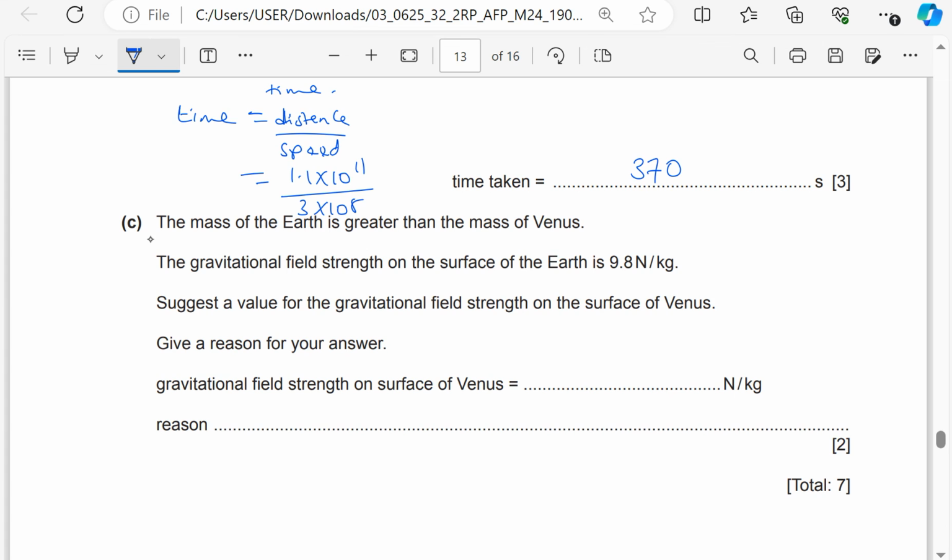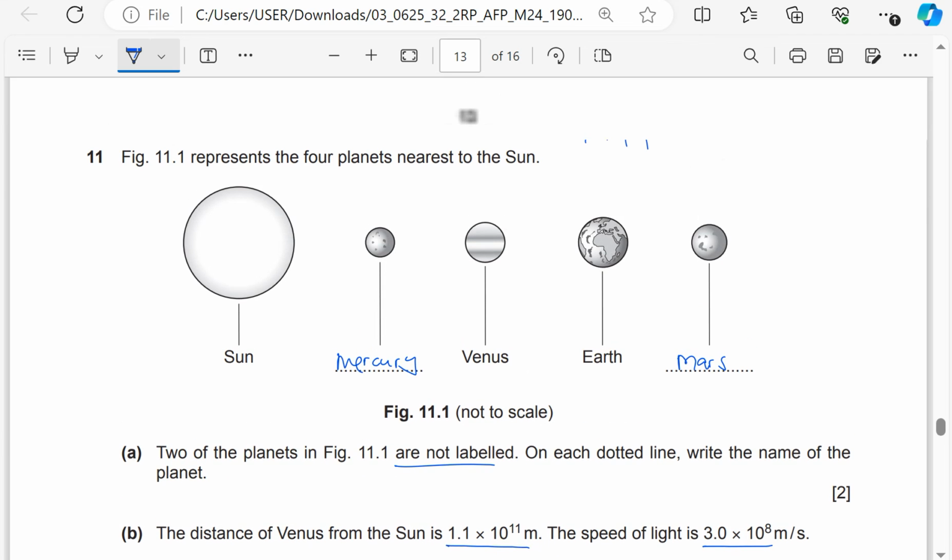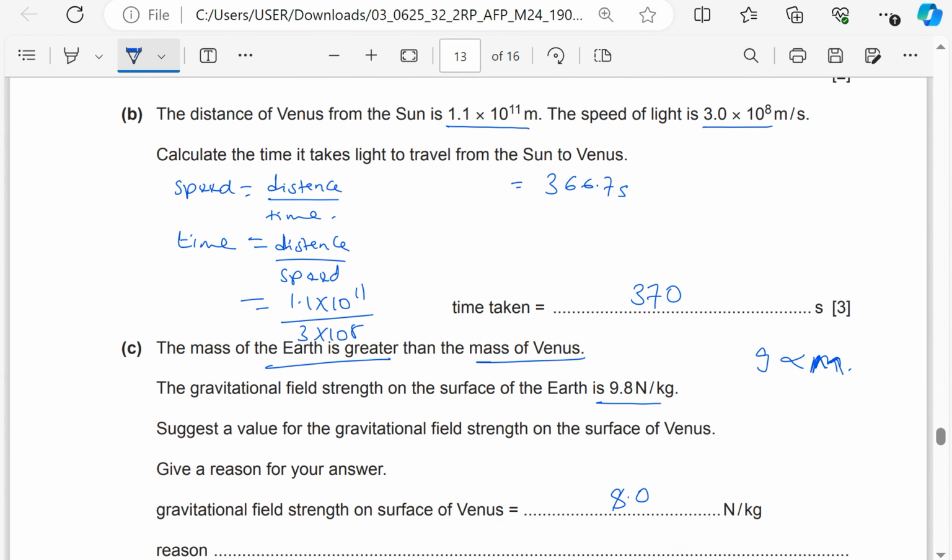Then the mass of the Earth is greater than the mass of Venus. The gravitational field strength on the surface of the Earth is 9.8. Remember, gravitational field strength also depends on the mass of the planet. So it means the gravitational field strength on the Earth is most likely going to be greater than that of Venus. Suggest a value for the gravitational field strength on the surface of Venus. So when I look at the masses, it is less, let me say 8.0.